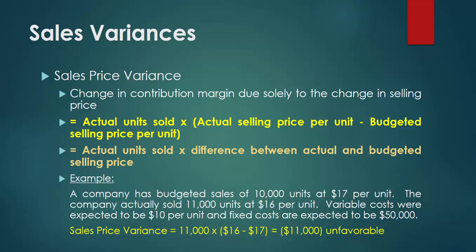So we're going to take the actual units sold, which was 11,000 units, times the difference between the actual and budgeted selling price. So the actual selling price was $16 per unit minus the budgeted selling price per unit, which was $17. This means we have a negative $1 when we look at 16 minus 17. Then we'll multiply that by the 11,000 units. We have an $11,000 negative result. And this is unfavorable in a sales variance.